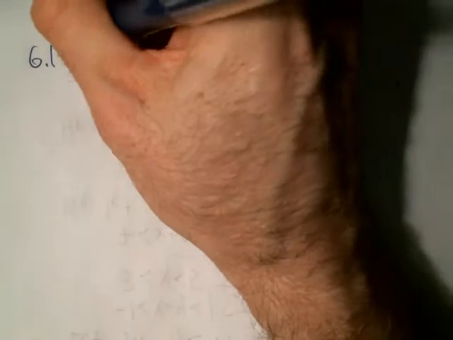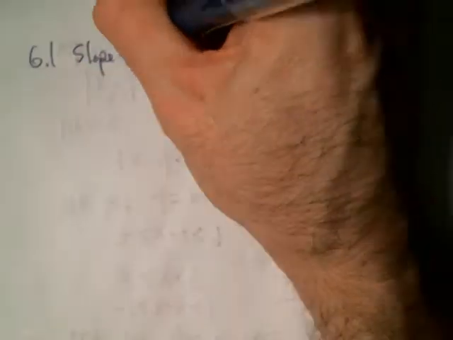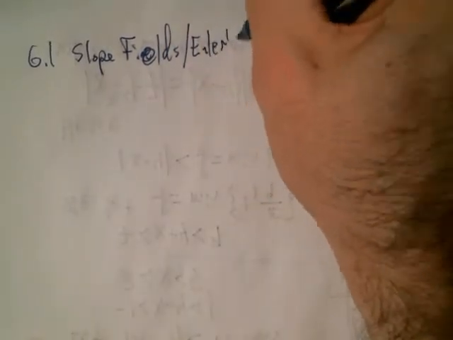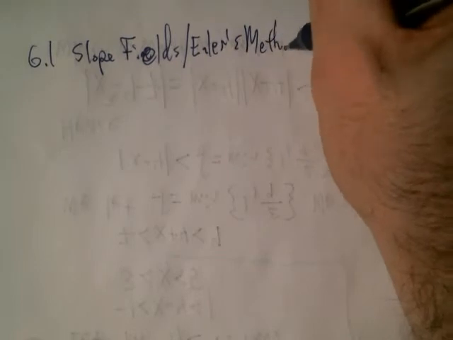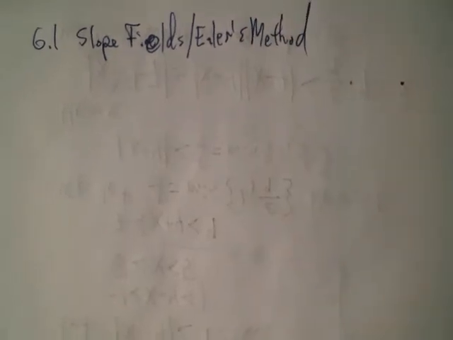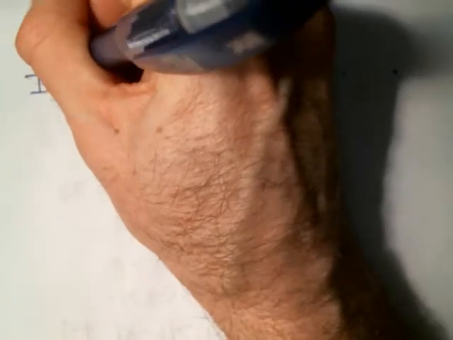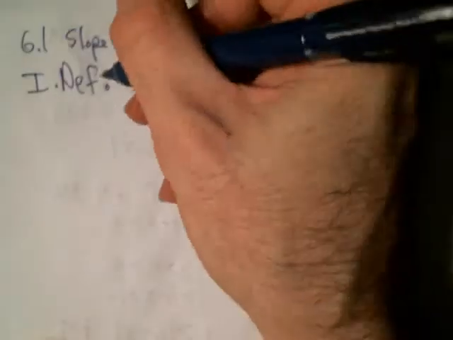Okay, this is 1620 Cup 2, and we want to investigate slope fields and Euler's method. What we're talking about is an introduction to differential equations. So again, with a definition of differential equations.